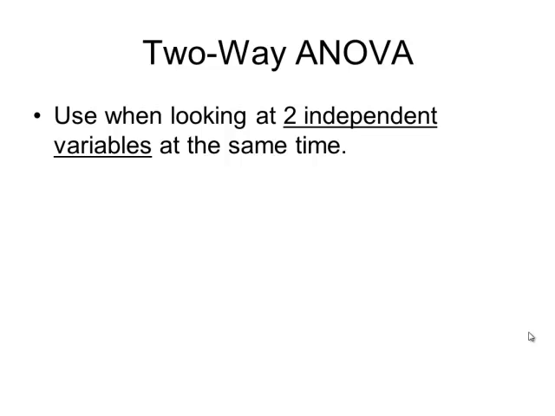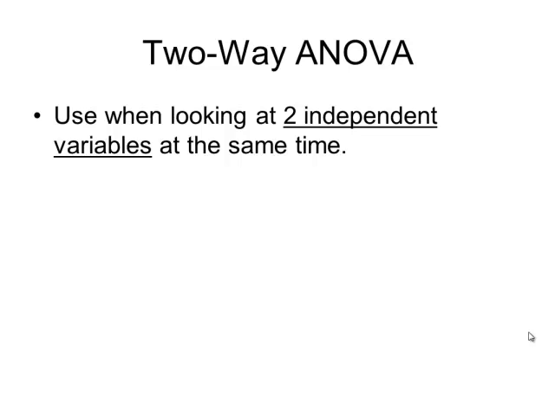The final ANOVA analysis we're learning about is called the two-way ANOVA. Sometimes it's also referred to as the two-factor ANOVA or a factorial ANOVA. A two-way ANOVA is what you'll use when you're looking at two independent variables at the same time.